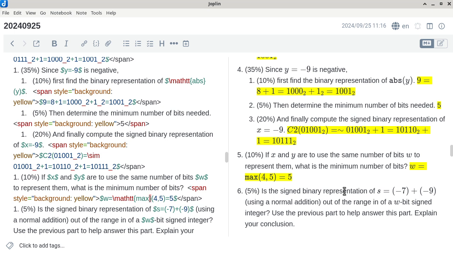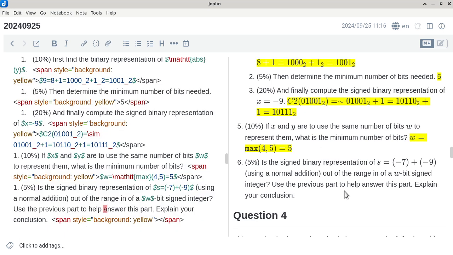Okay. So for number 6, is the signed binary representation of S out of the range of a W-bit signed integer? Is it yes or no? It is not. 5 bits, okay? So explain your conclusion. Let's go ahead and explain the conclusion here. The answer is no, not out of range.